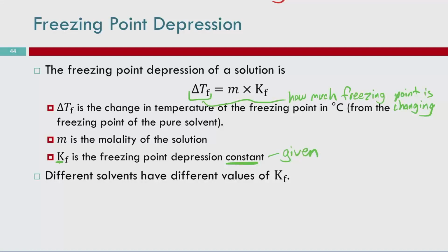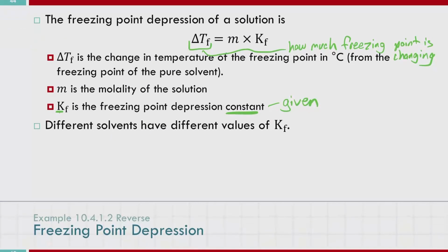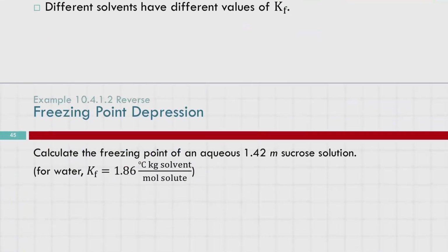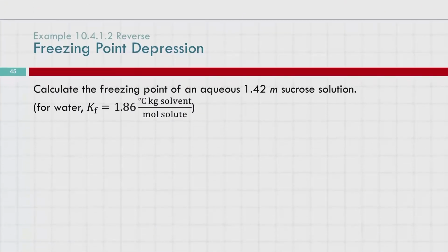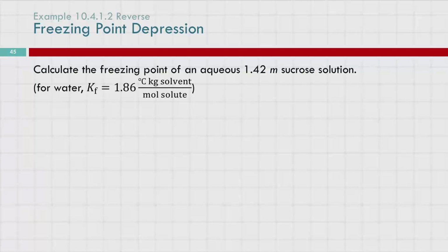Kf will be given to you if you need it on an exam. Different solvents are going to have different Kf values. So really all that we have to do, there's a little bit of a trick. Basically all we have to do is calculate a molality, plug it into this equation. It's relatively hard to mess up. And then we get our freezing point. Okay, so let's look at an example of this.